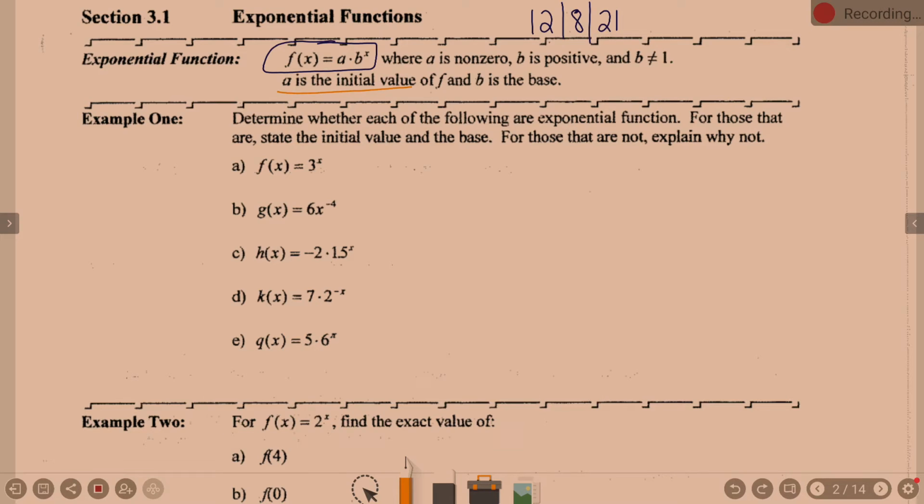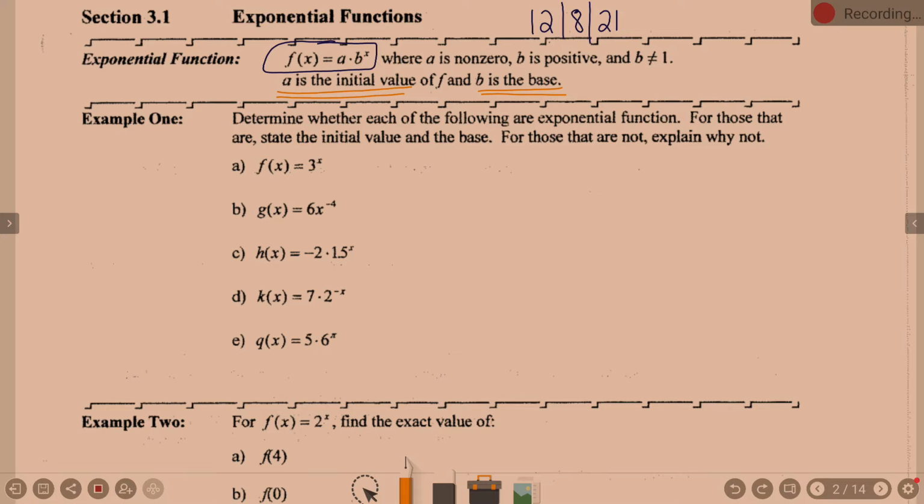A is the initial value, so that's what we'll talk about, A being the initial value. It is the value when time is 0 or when x is 0. And b is the base. Those are two things you're going to be asked to identify here: initial value and base. So you need to be familiar with those.